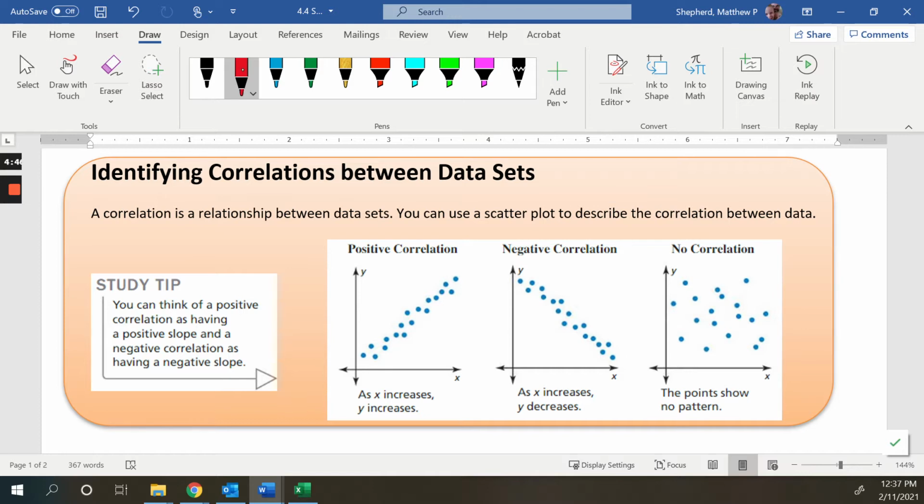Now, in this one, as x increases, we notice y increases with it. We call that positive correlation. As x increases but y is decreasing, we call that negative correlation. And when the dots are scattered and you can't seem to see a pattern in them, that is called no correlation. There is no relationship between those two variables.